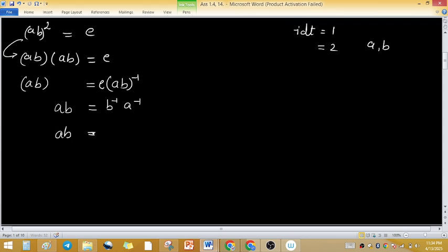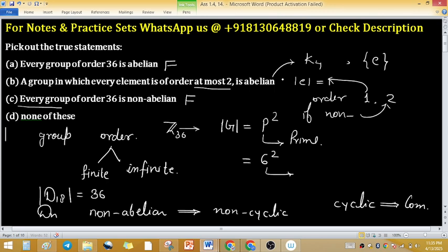So AB equals B inverse A inverse, because I already told you A and B are non-identity elements, so these two are of order 2. Order 2 means a self-inverse element. So B inverse is B and A inverse is A. Now this is the condition AB equals BA for all A, B coming from G. So statement B is true now.